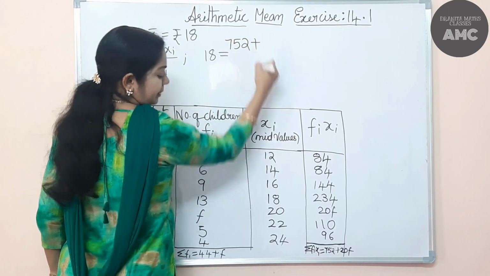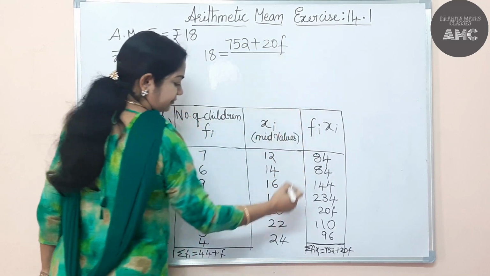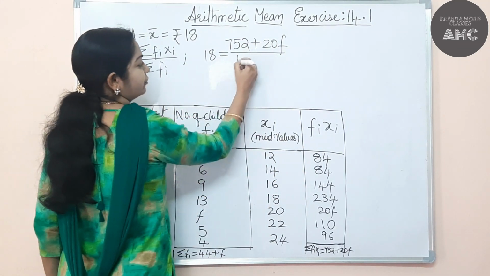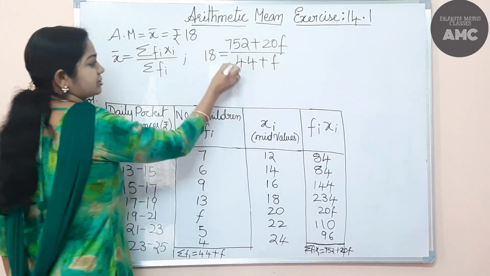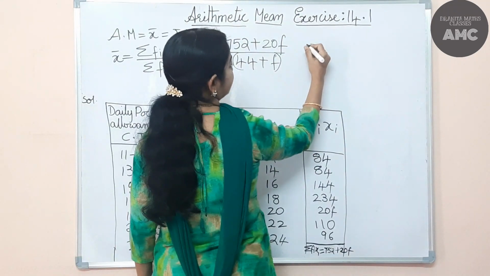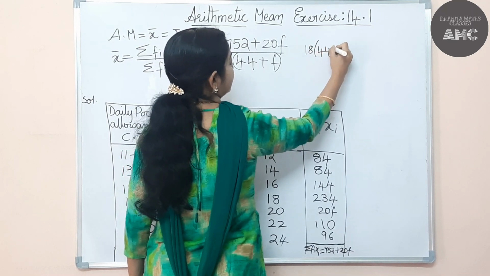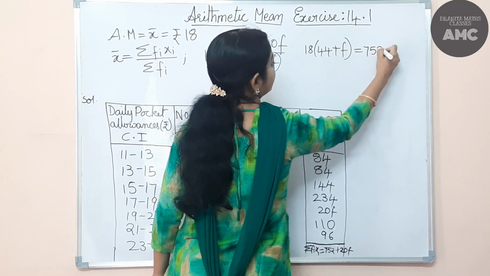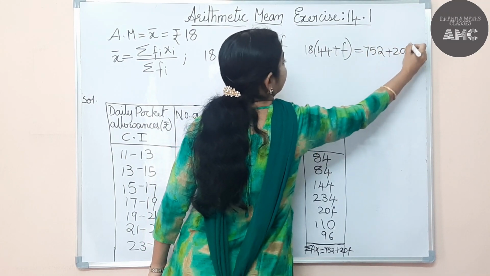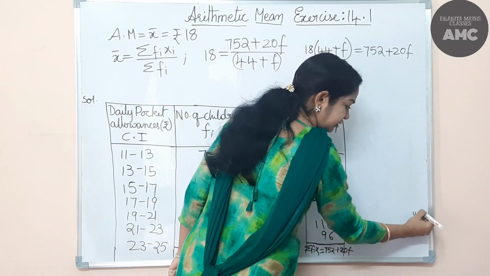752 plus 20F. So we have to find the F here, and 44 plus F. Just cross multiply here. Multiply, you will get it as 18 into 44 plus F is equal to 752 plus 20F. Now how much is 44 into 18? We will find out here.